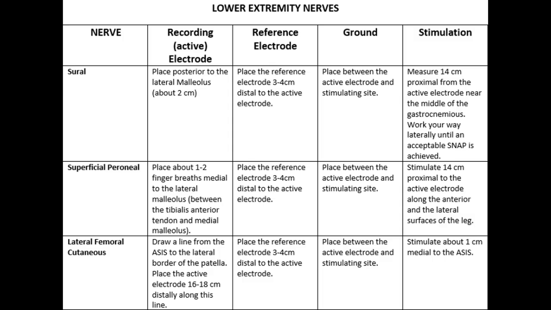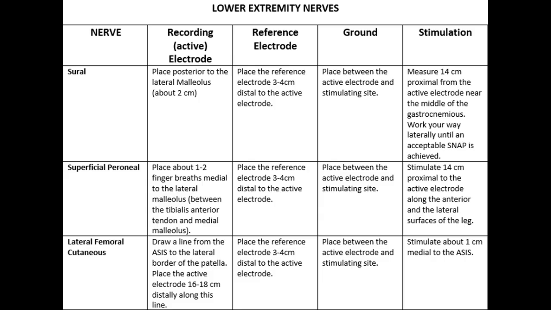Then quickly about the sensory nerves. There are the sural, the superficial peroneal and the lateral femoral cutaneous nerves, and these are the last slides. For recording, you're going to place the electrode posterior to the lateral malleolus, about 2 centimeters, and you're going to place the reference 3 to 4 centimeters distal, stimulating 14 centimeters proximal from the active electrode, near the middle of the gastrocnemius. Then you can work a little bit lateral to get the best response. So that is for the sural assessment.